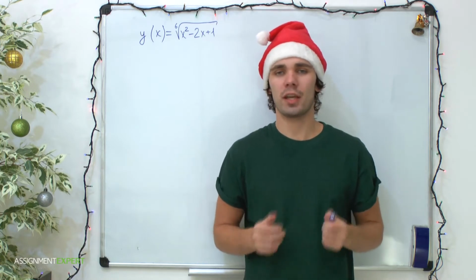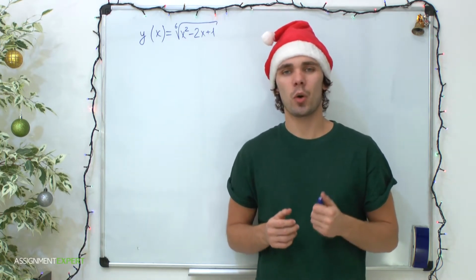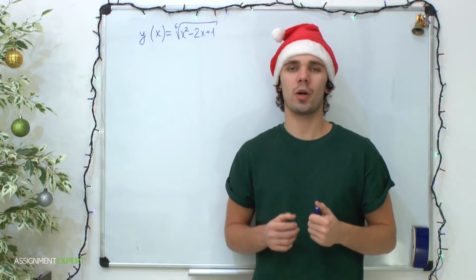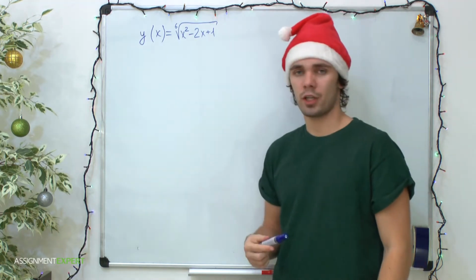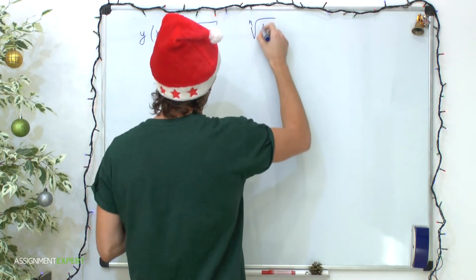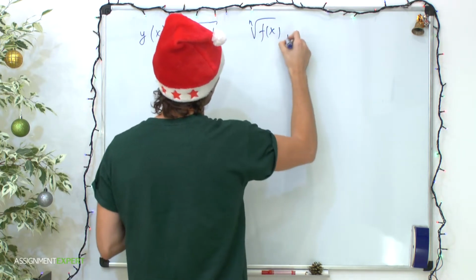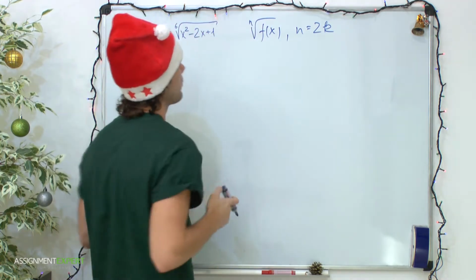We're dealing with functions everywhere, in math, physics and other sciences. So it is crucial to know how the function behaves. We need to know the domain and the range of a function. Let's consider the function that we have here. This is a function of the kind the nth root of f of x, where n equals 2k. So we have an even root here.